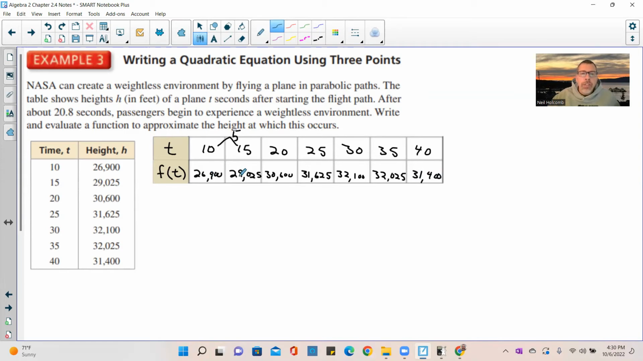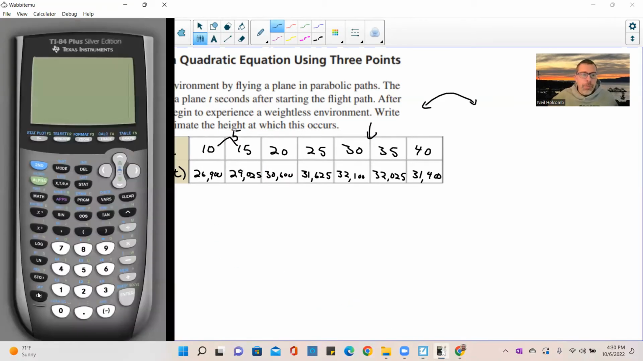Increasing, increasing, increasing, increasing, decreasing, decreasing. So right here, somewhere in between here and here, it went from increasing to decreasing. So it's doing this. Okay, so we now know it possibly is a parabola just by looking at that, but we still have to confirm. So 29,025, and let's just do it in our calculator so we don't make any mistakes.